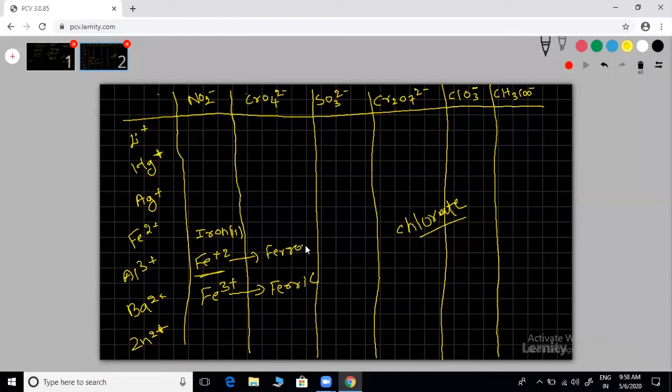Ferrous. Ferric is +3, which is the highest oxidation state, that is ic. Okay, the highest oxidation state always ends with ic, and the lower oxidation state ends with ous. Clear?